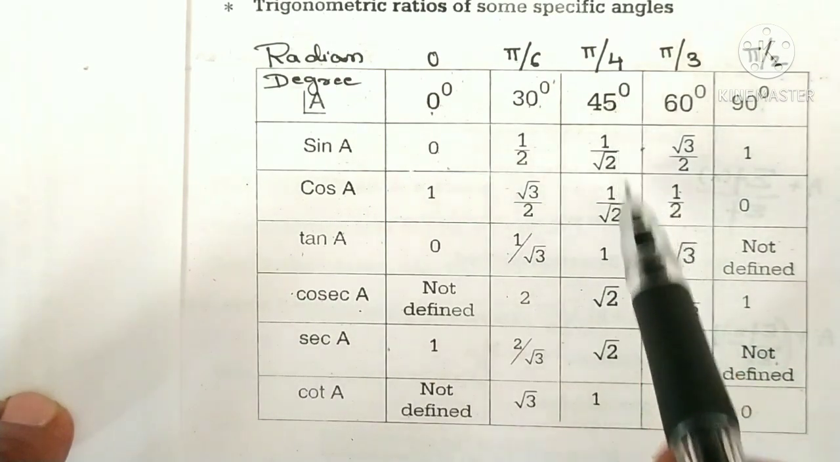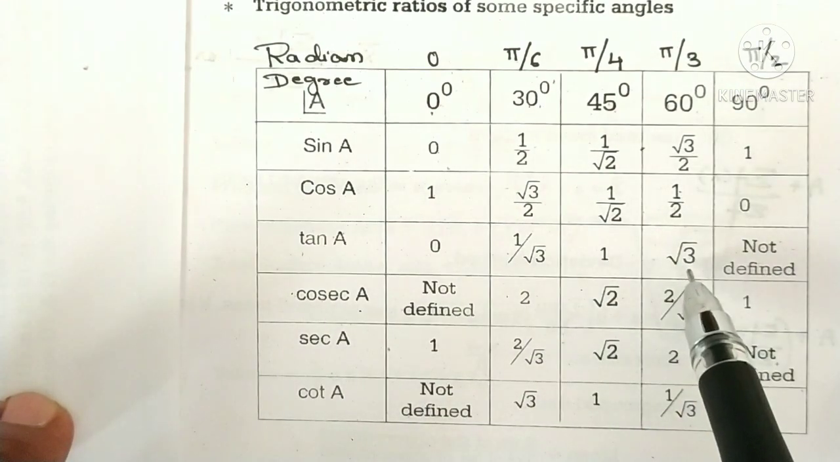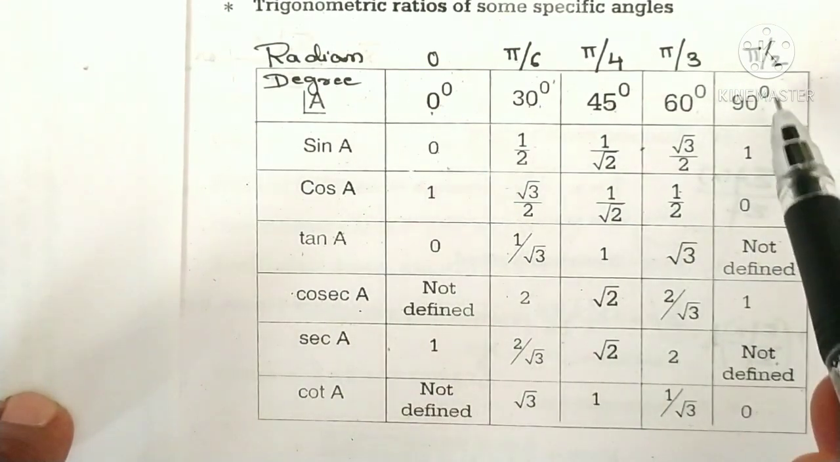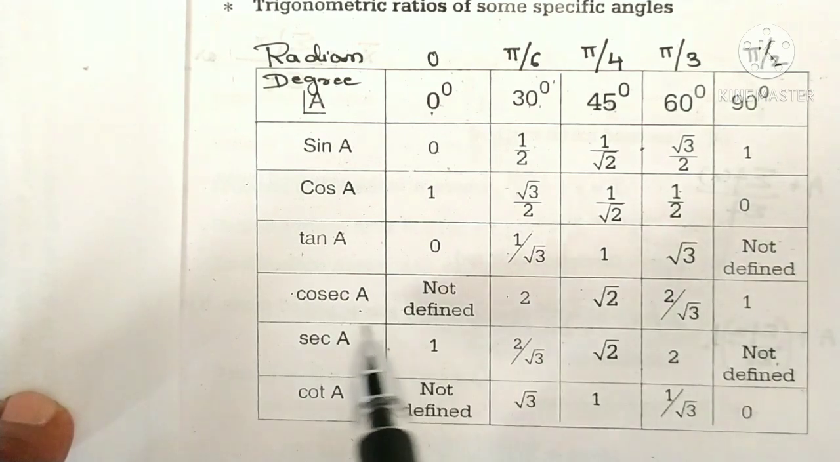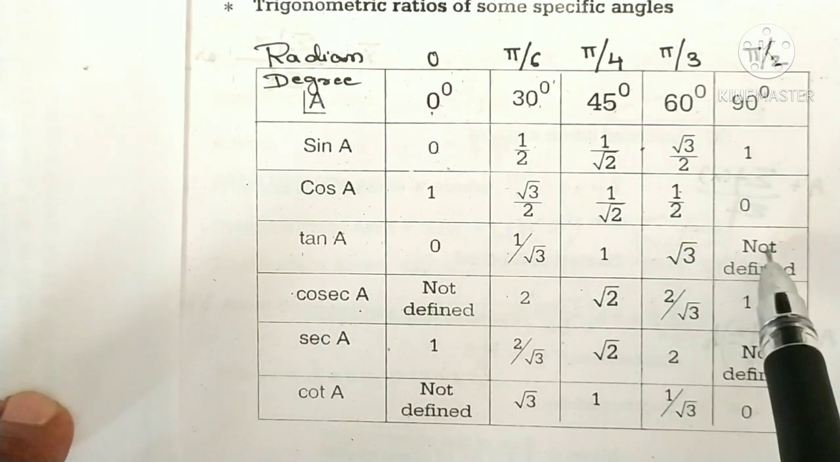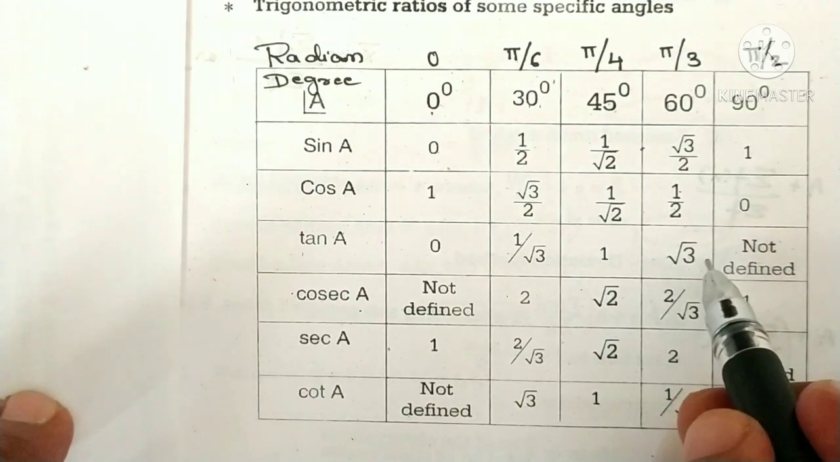Tan 45 degree is equal to 1. Tan 60 degree is equal to root 3. Tan 90 degree is not defined, because 1 by 0 is not defined. Then for cosec, you should write the reverse: not defined, then root 3.